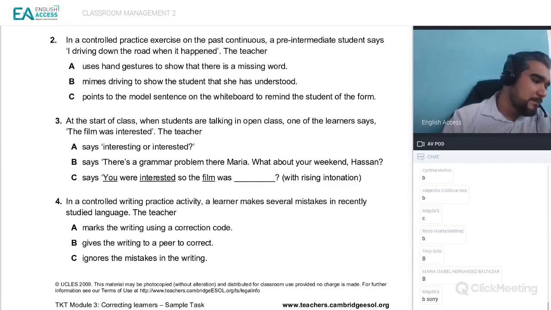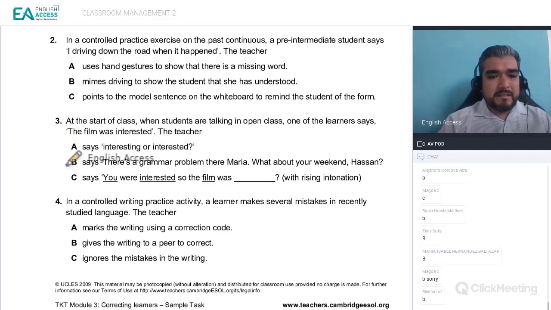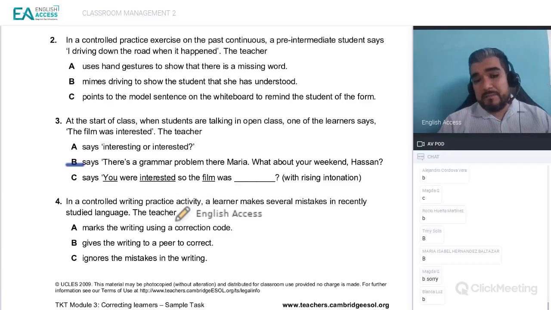Yes, what is not appropriate is undoubtedly letter B, right? There is a grammar problem. Okay, well, there is a vocabulary problem, to begin with. And what is the problem? Probably the student doesn't even understand what the problem is. Okay, so it is letter B.